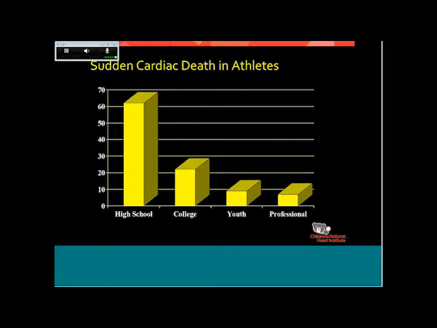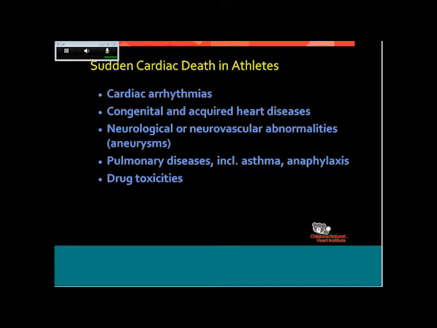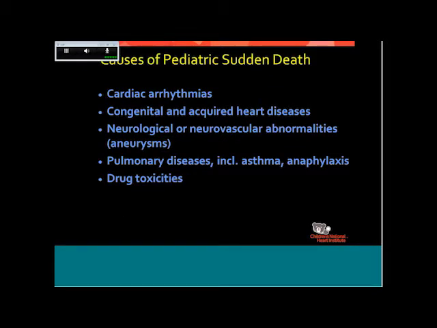As you see from this graph here, most of them occur actually in high school students who are unheard of in terms of names. The vast majority is from cardiac arrhythmias, with less common causes of pediatric sudden death due to other types of heart disease besides rhythm disorders, neurologic or neurovascular abnormalities such as unrecognized brain aneurysms, pulmonary diseases including status asthmaticus and anaphylaxis, and drug toxicities.